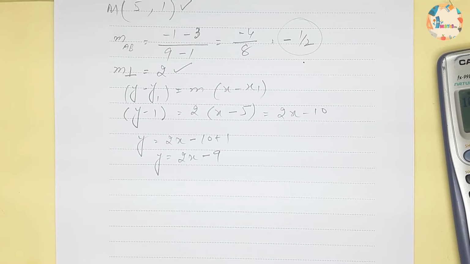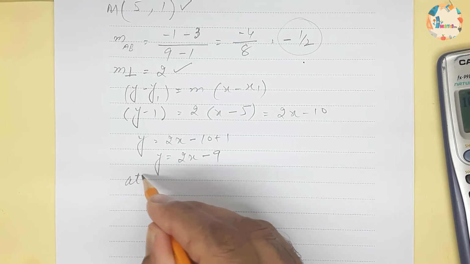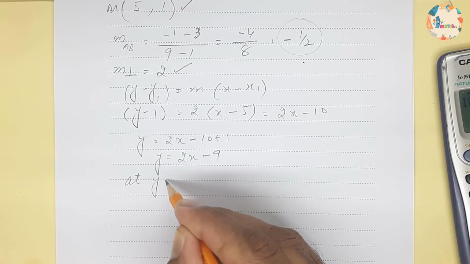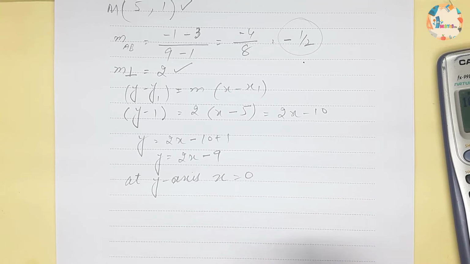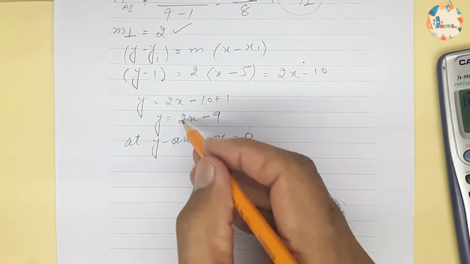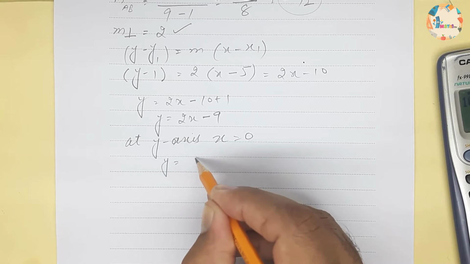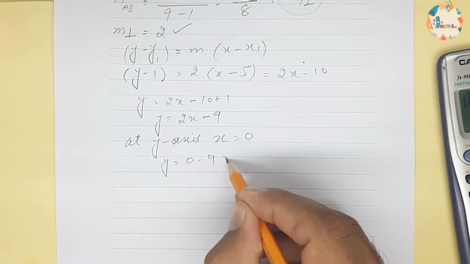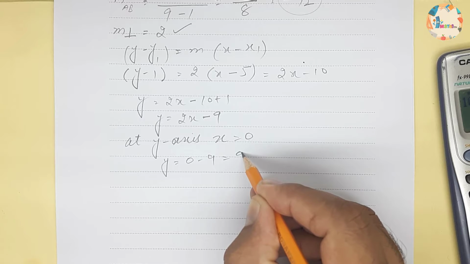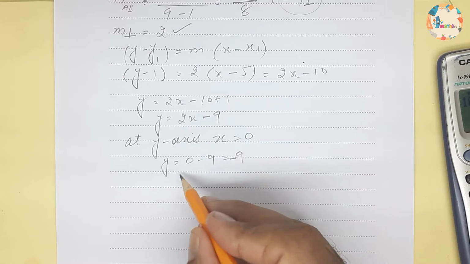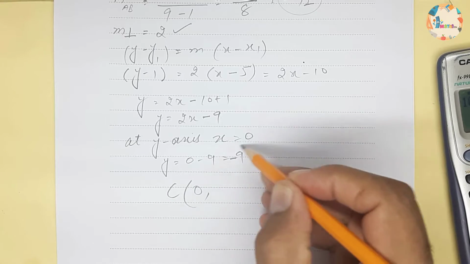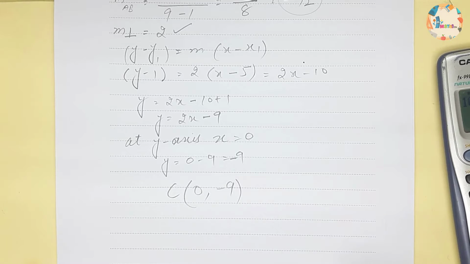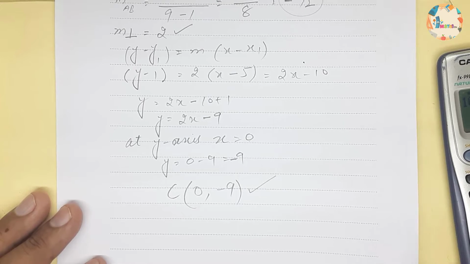Now at the y-axis, the x value will be equal to 0, and if we replace x is equal to 0 in this, y will be equal to 0 minus 9, which is minus 9. So C point will be 0 as x coordinate and minus 9. So these are the coordinates of the C which we were supposed to find.